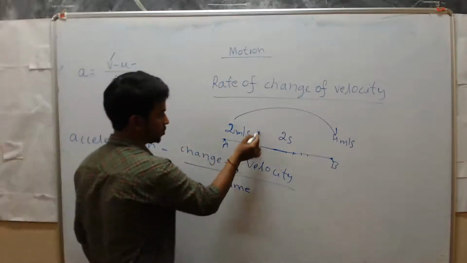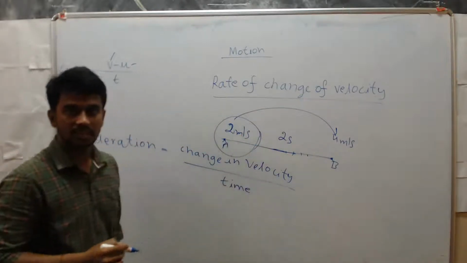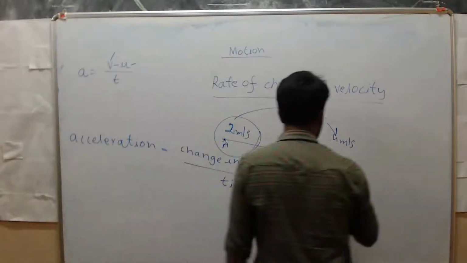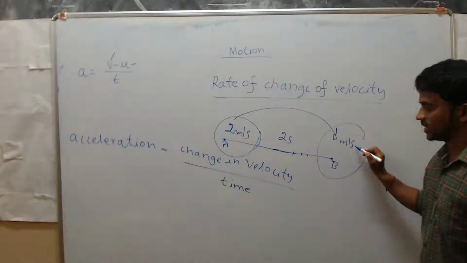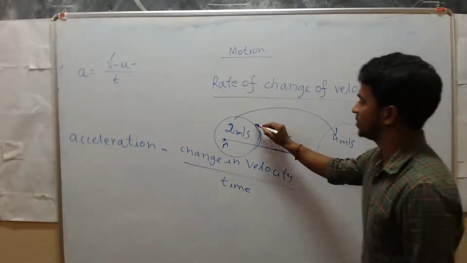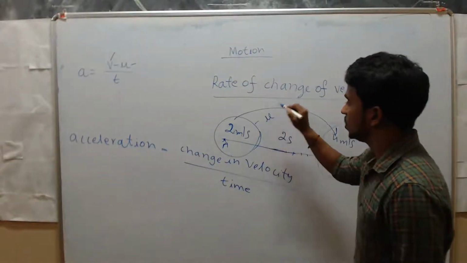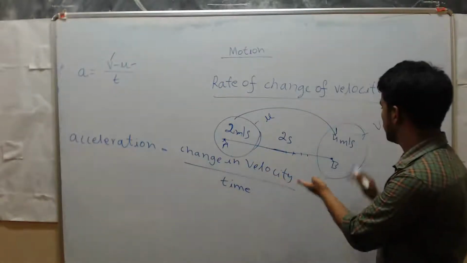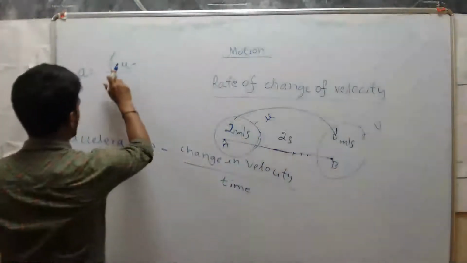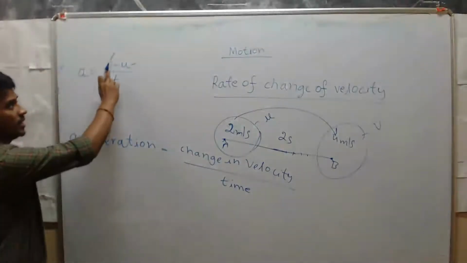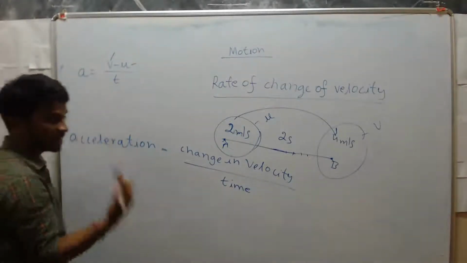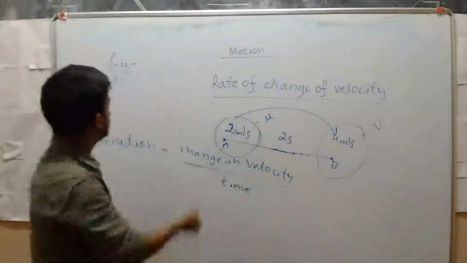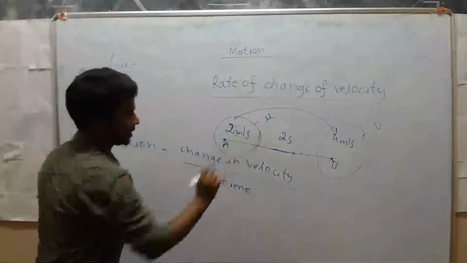So now this 2 meter per second is the starting velocity, so we call it the initial velocity. And what is the ending or final velocity? It is 4 meter per second. We can write this change in velocity mathematically like this: v minus u, which means final velocity minus initial velocity, and t means time taken.